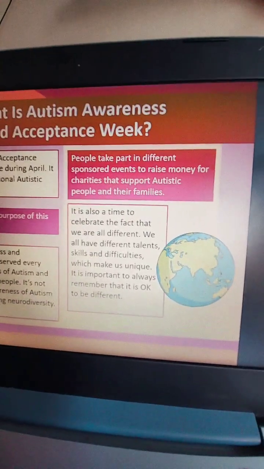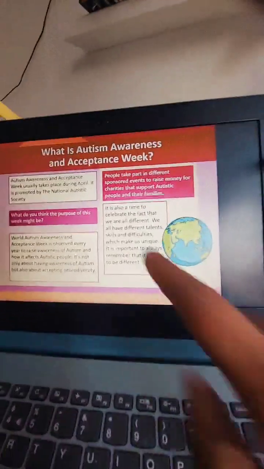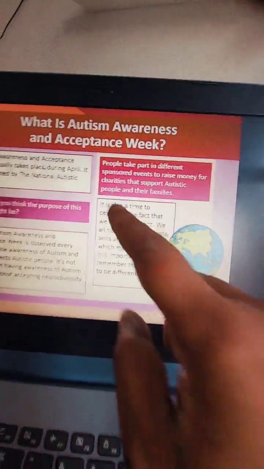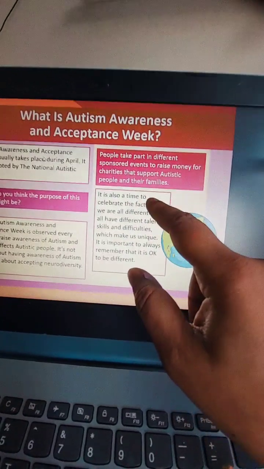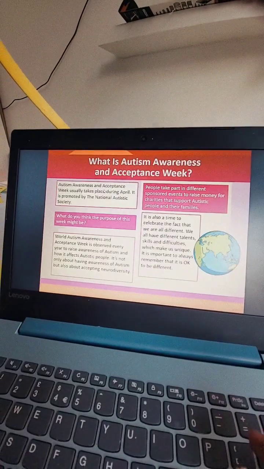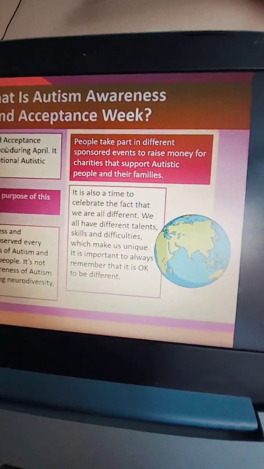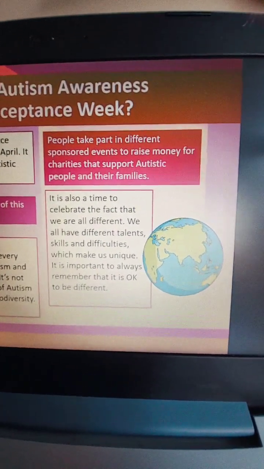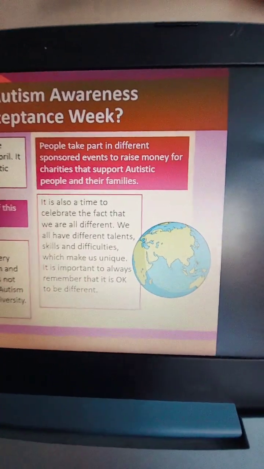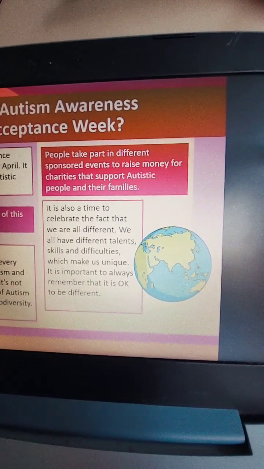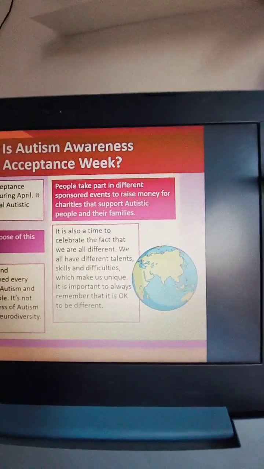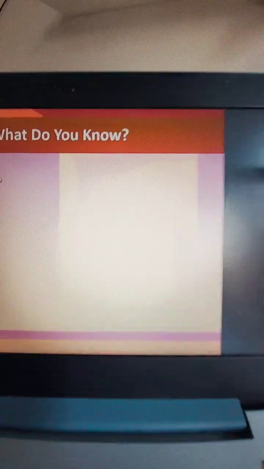So, it is also a time to celebrate the fact that we are all different. We all have different talents, skills, and difficulties, which make us unique. It is important to always remember that it is okay to be different. Absolutely.